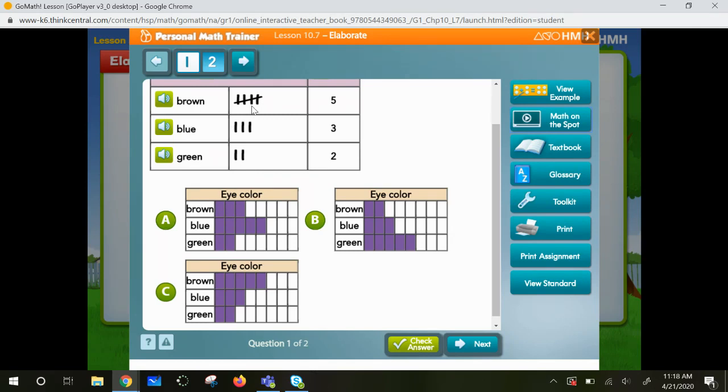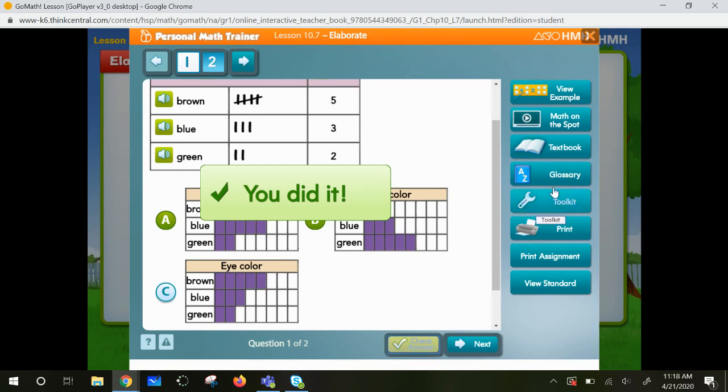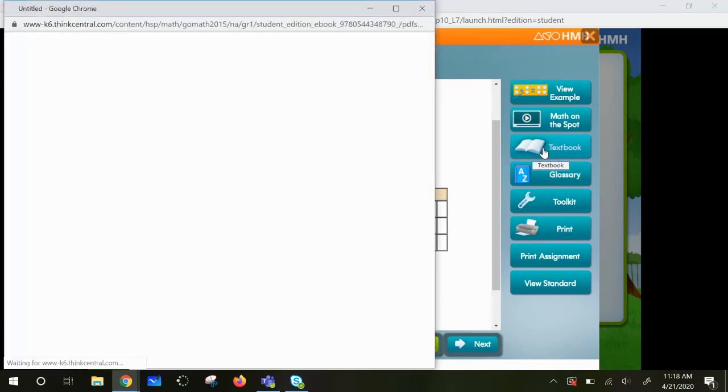Well, brown has to have 5. Does brown have 5 here? No. How about here? No. How about here? 1, 2, 3, 4, 5. Yes. Well, then blue has to have 3. 1, 2, 3. And green has to have 2. 1, 2. You did it. Okay, we're going to move into our textbook now.